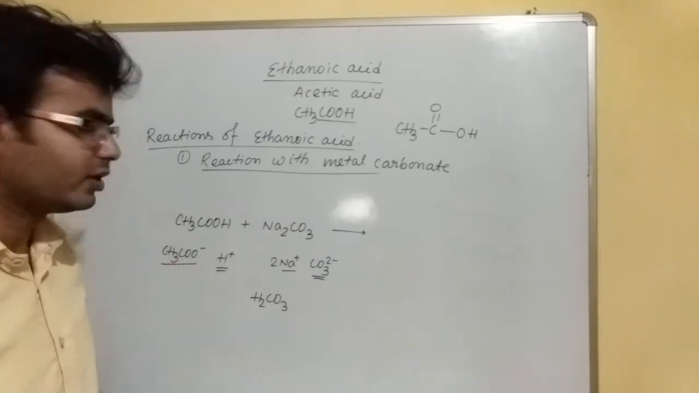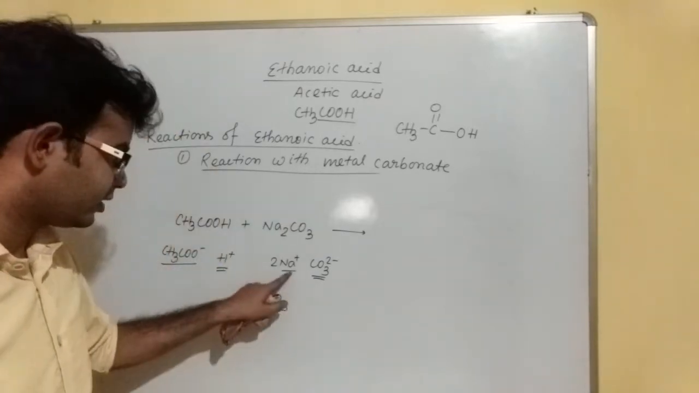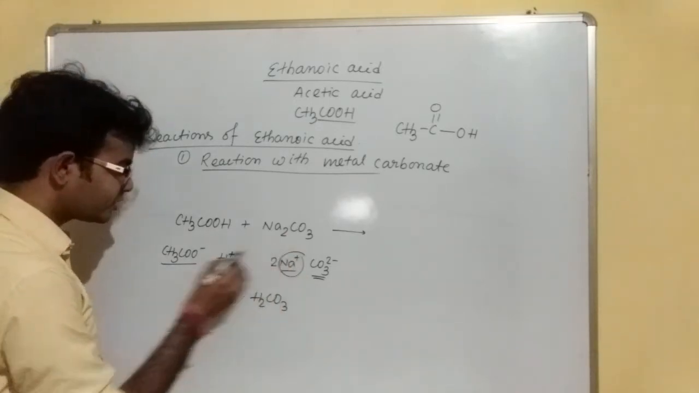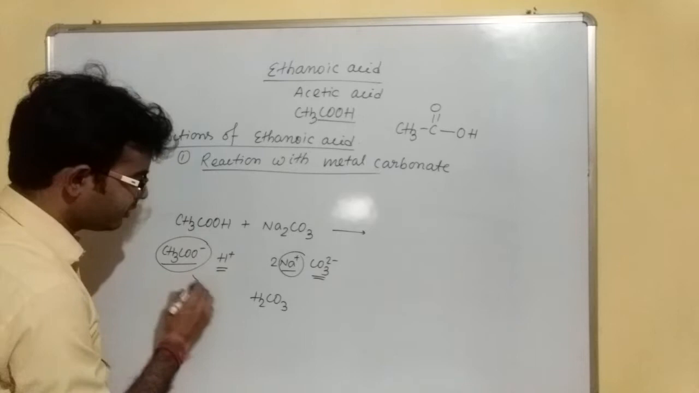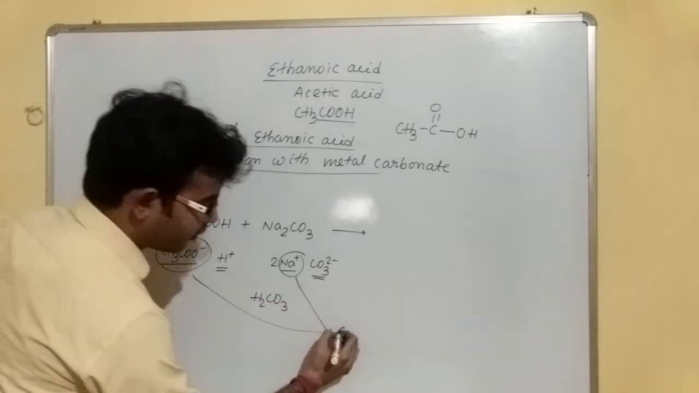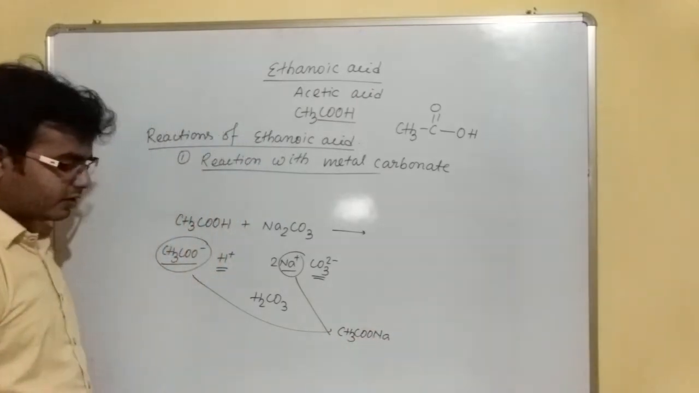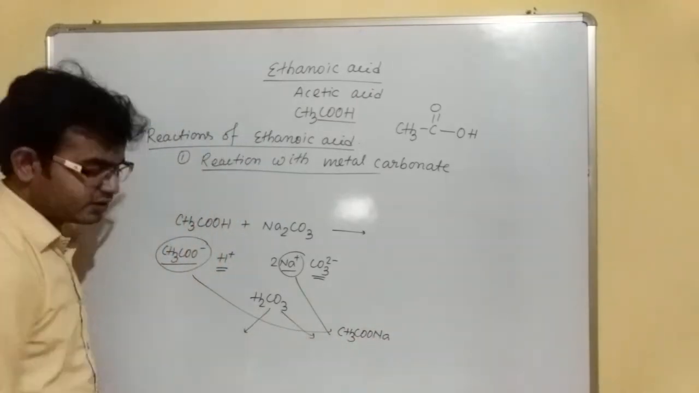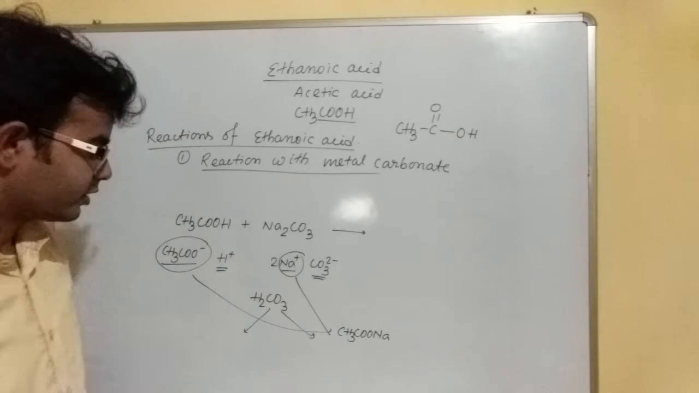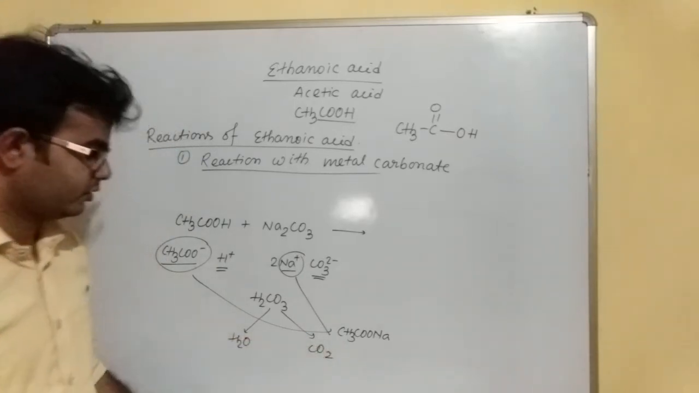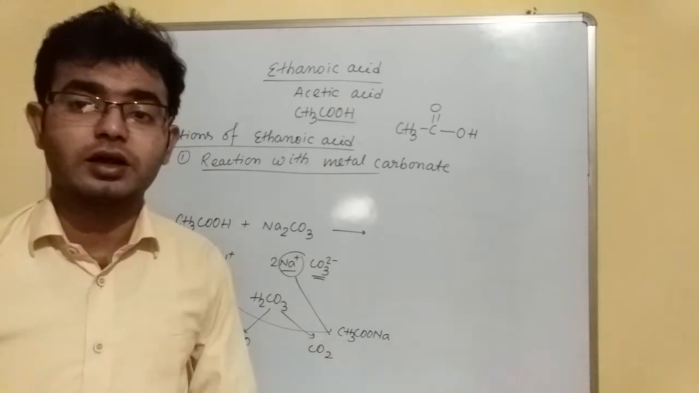Just for now, understand it like this: suppose one Na plus is present, so Na plus and CH3COO minus will combine to form CH3COONa. And remember, H2CO3, carbonic acid, is an unstable compound, so it will dissociate to form H2O and CO2.